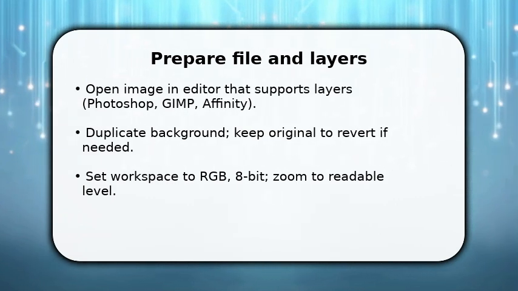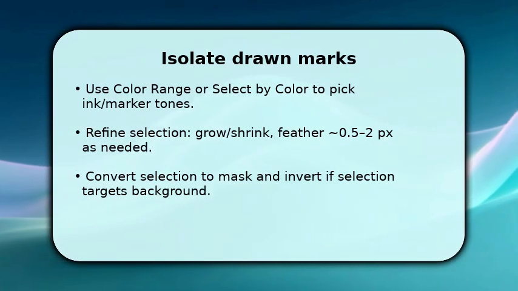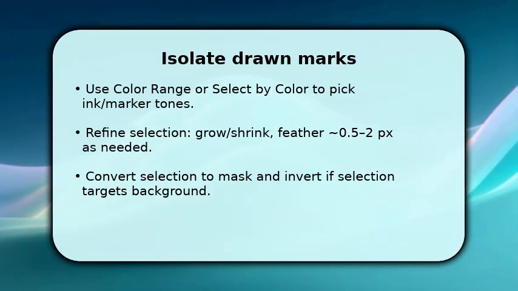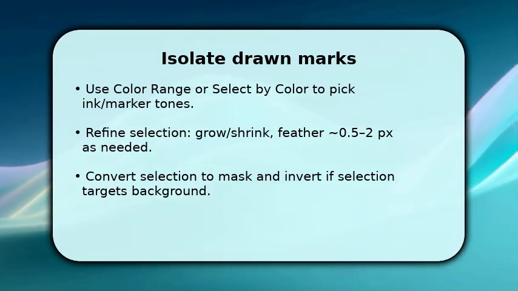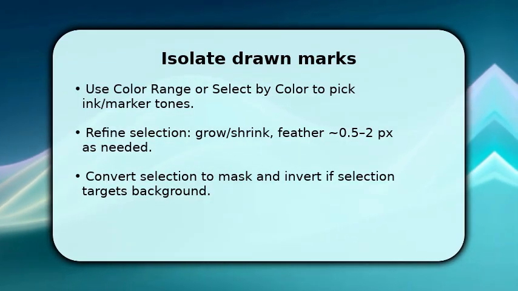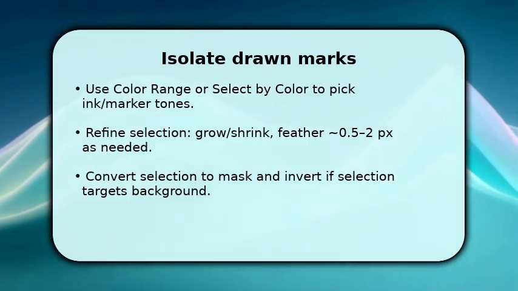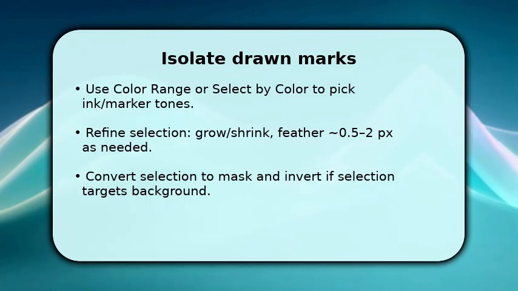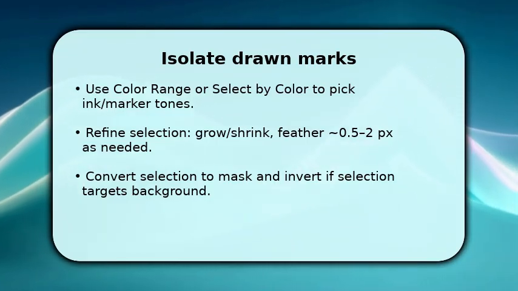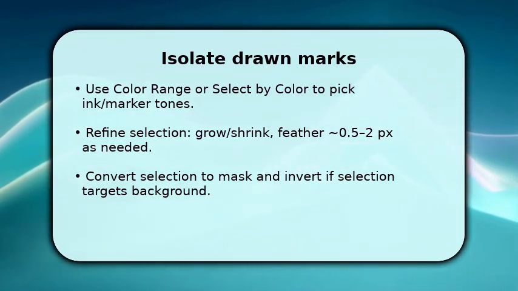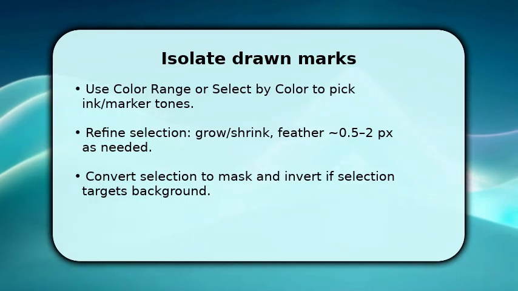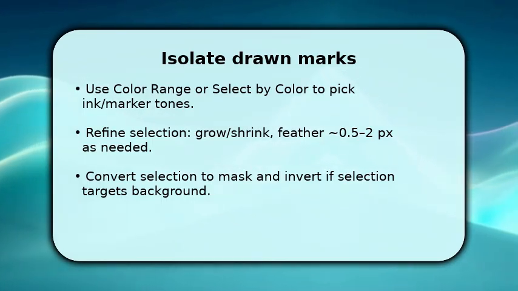Now you isolate the drawn over strokes so you can change them to white. Use color range or select by color to pick the marker hue. Adjust fuzziness until only the marks are selected. Once selected, refine edges with a small feather, about 0.5 to 2 px, so the repair blends. Turn the selection into a layer mask on the duplicate. If you accidentally selected the background, invert the mask.